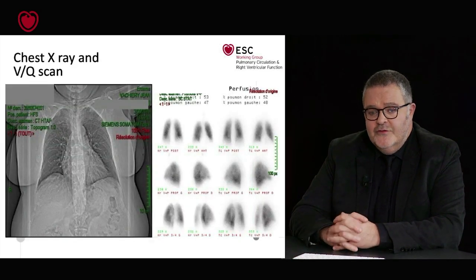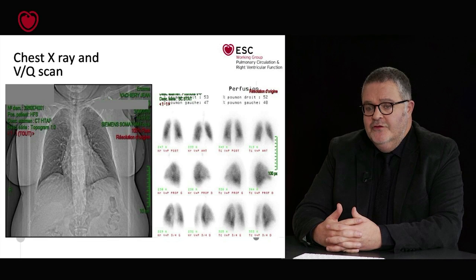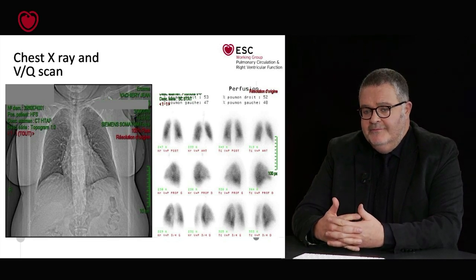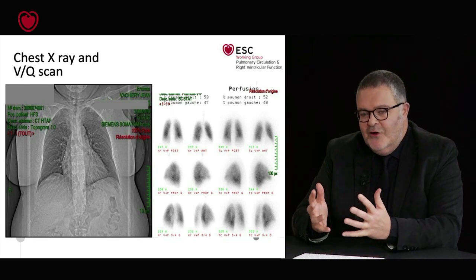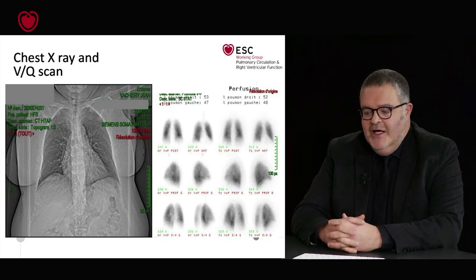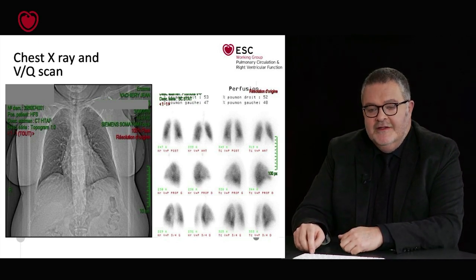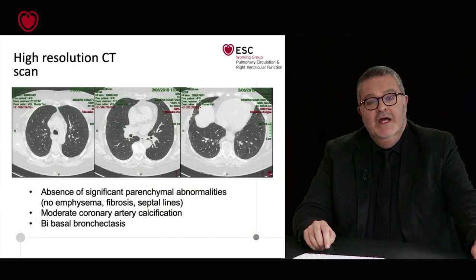This is the chest X-ray and the VQ scan. The VQ scan excluded pulmonary embolism or let's say chronic thromboembolic pulmonary hypertension. At least it's completely normal. VQ, ventilation and perfusion are perfectly matched.